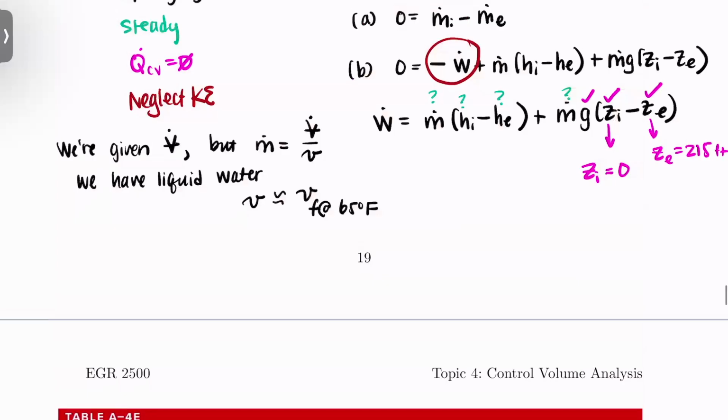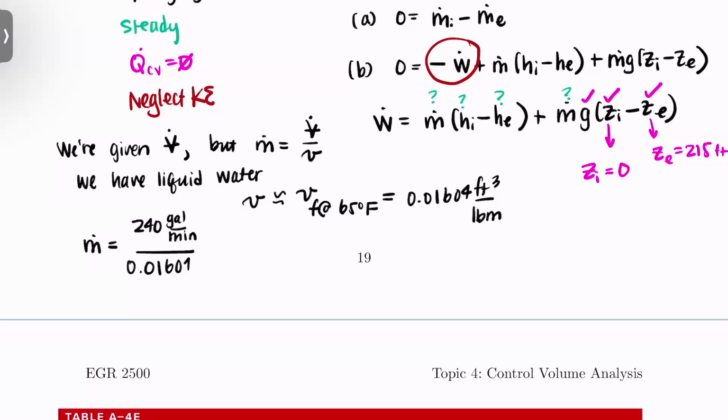Okay, so this is 0.01604 cubic feet per pound of mass, which means that we can find M dot is 240 gallons per minute. Hold on to your socks. We're going to do a bunch of conversions. Don't worry. And then divided by 0.01604 cubic feet per pound of mass.